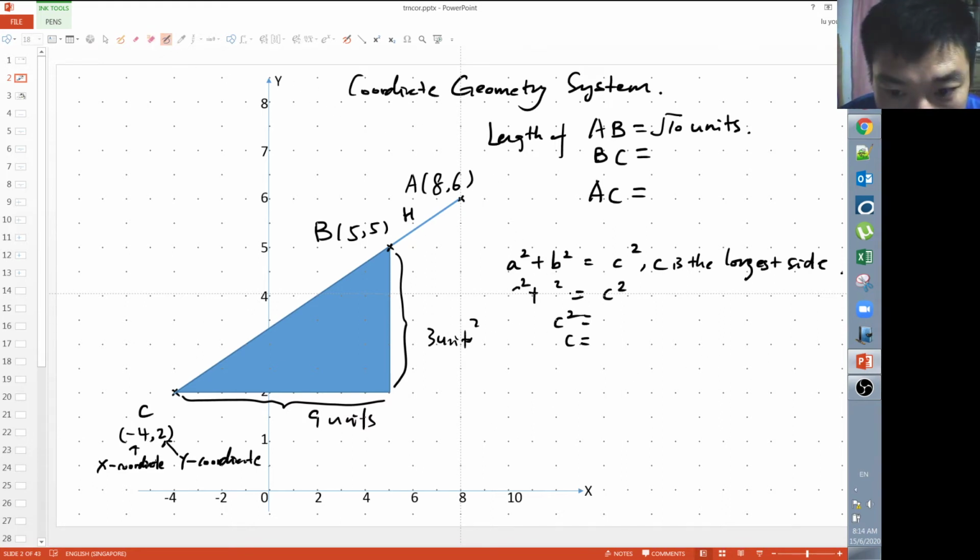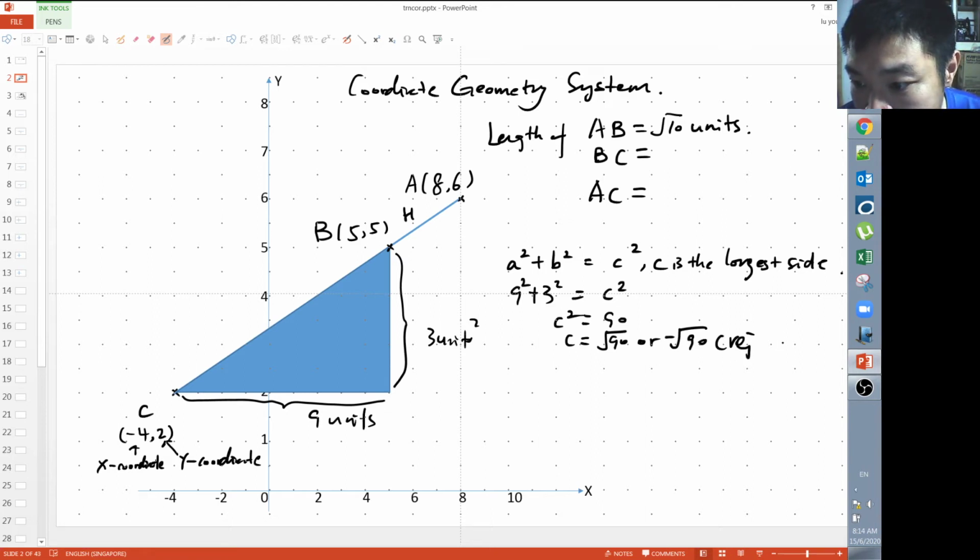So this will be 9, this is 3, so c squared is supposed to be 81 plus 9, so it's 90. Alright, so you get positive square root 90 or negative square root 90. So you have to reject your negative value. It's kind of troublesome to write this down, but you have to write it down, otherwise you'll be penalized.